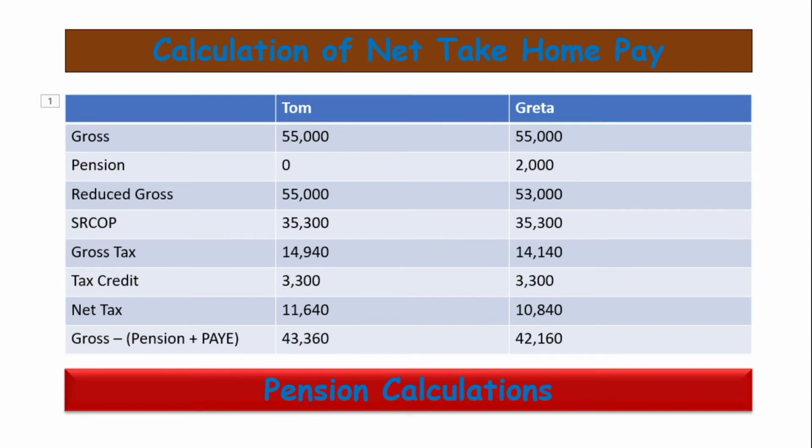Ignoring the PRSI and USC for the moment, the net take-home pay for Greta is only $1,000 less than for Tom, even though Greta has had $2,000 taken out for her pension. This is a tax advantage designed to encourage people to invest for their retirement.